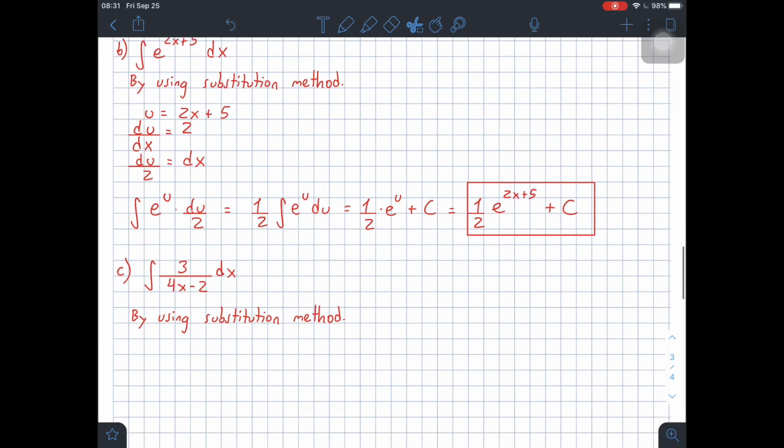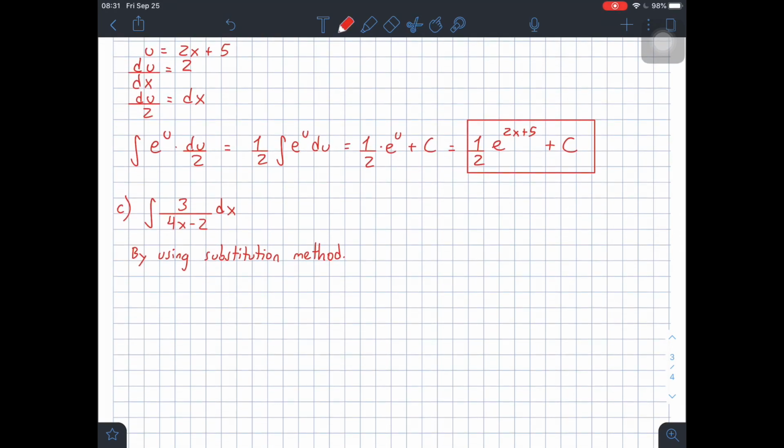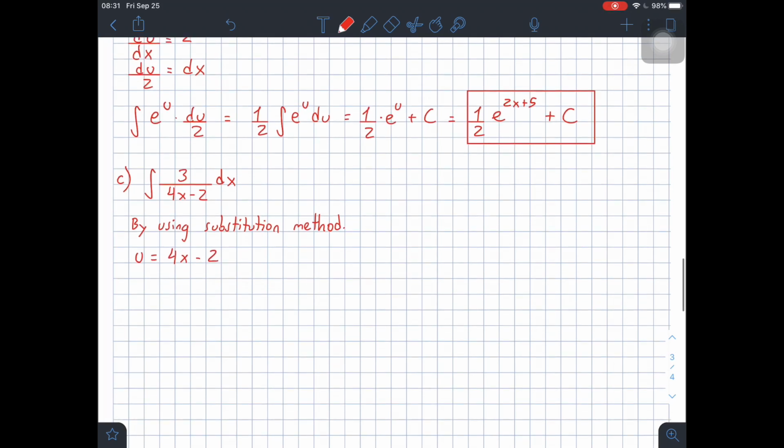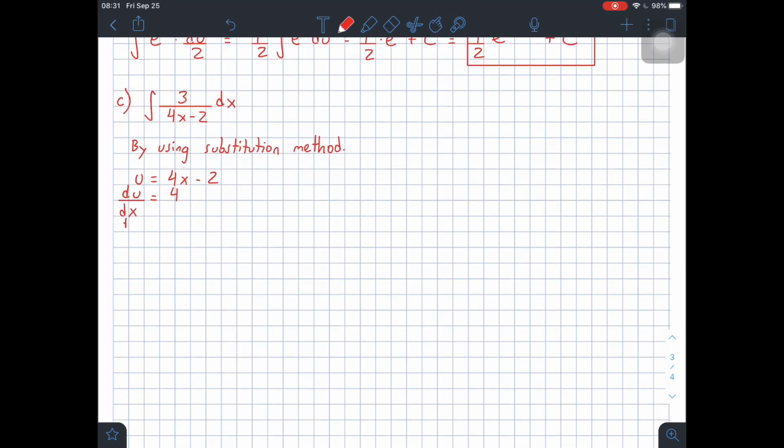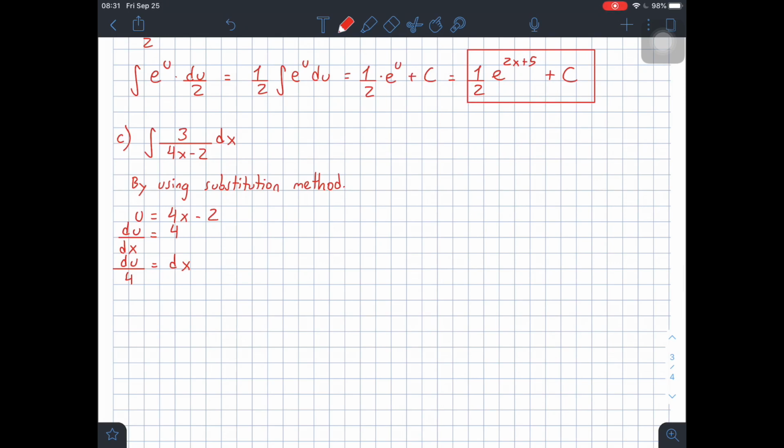And now we're going to call the denominator of this expression u. So u is equal to 4x minus 2 in this case. Then, if I find the derivative of u with respect to x, this would be equal to 4 plus 0, right? We don't need to write plus 0. So du over 4 is equal to dx. So then I will replace the equivalent values. Instead of writing this expression, I'm going to write u. And instead of writing dx, I'm going to write its equivalent expression, which is du over 4.